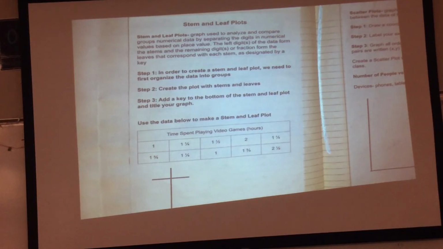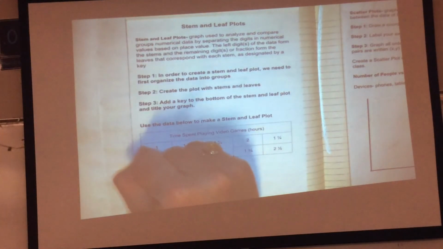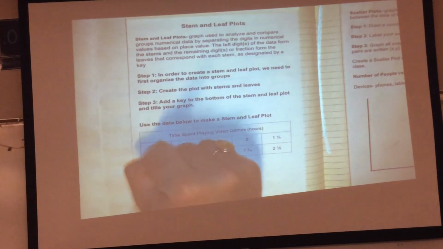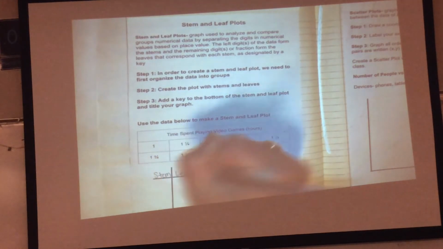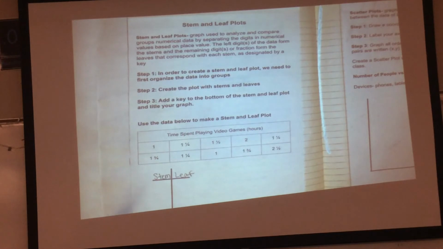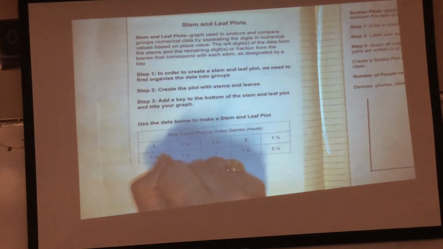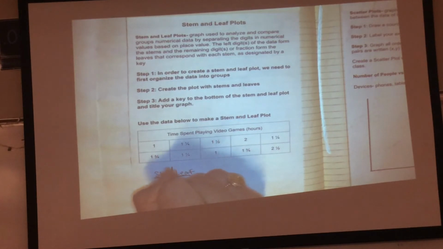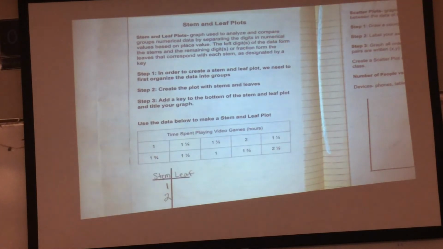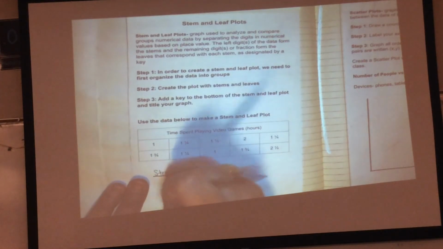So since we have whole numbers, we've been mixing it, right. We have a whole number and a fraction. So in that case, our stem is always on the left side. The leaf will always be on the right side. I would recommend your stem be your whole number and your leaf be your fraction. Well, I'm going to give myself some room.